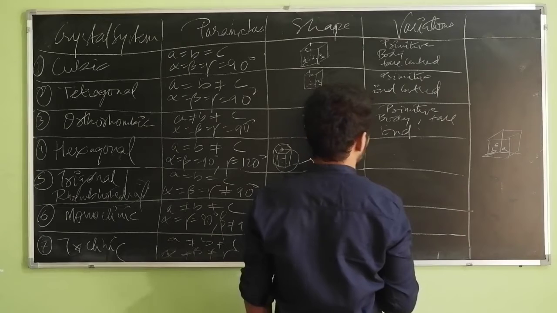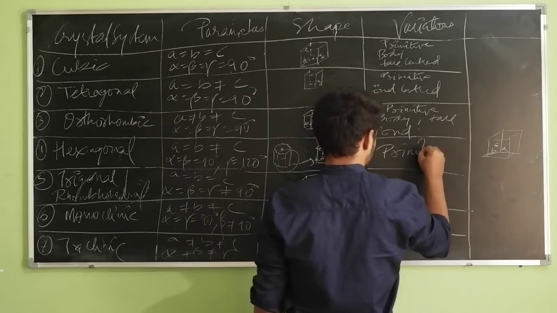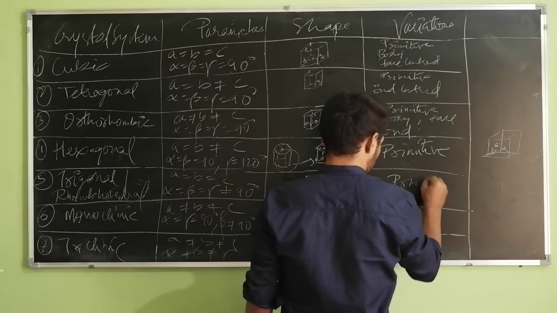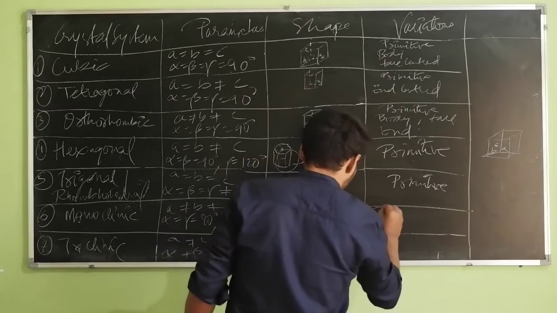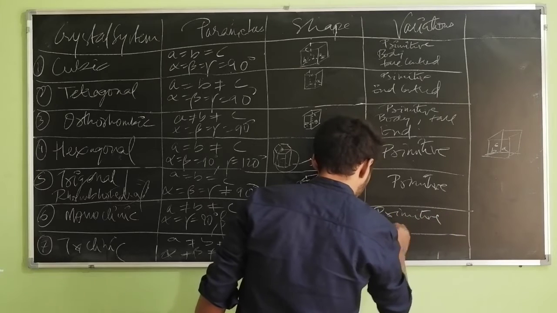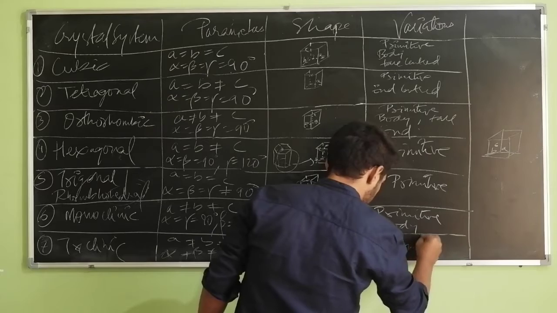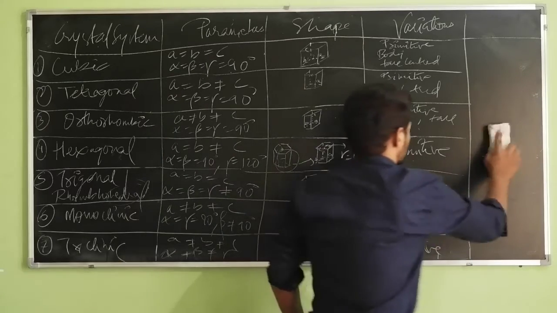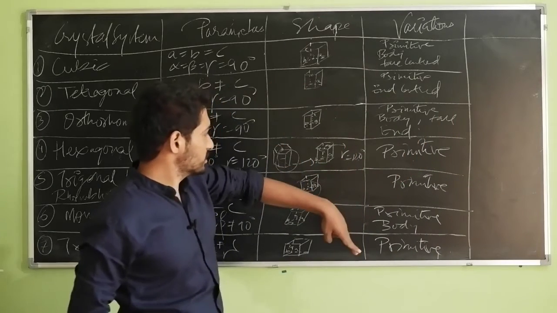In hexagonal what we have is only primitive. In trigonal we have only primitive. And what do we have? We have monoclinic, we have primitive, body centered, and in this we have only primitive. Alright then. So what I want you to focus on is the different variations that we have.